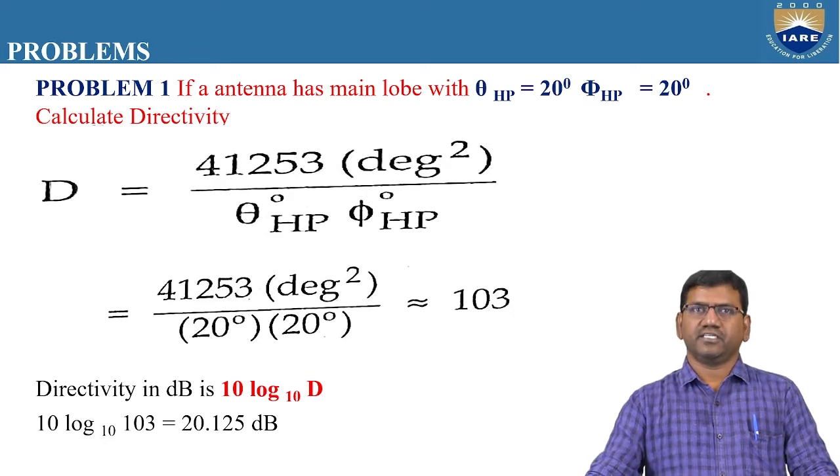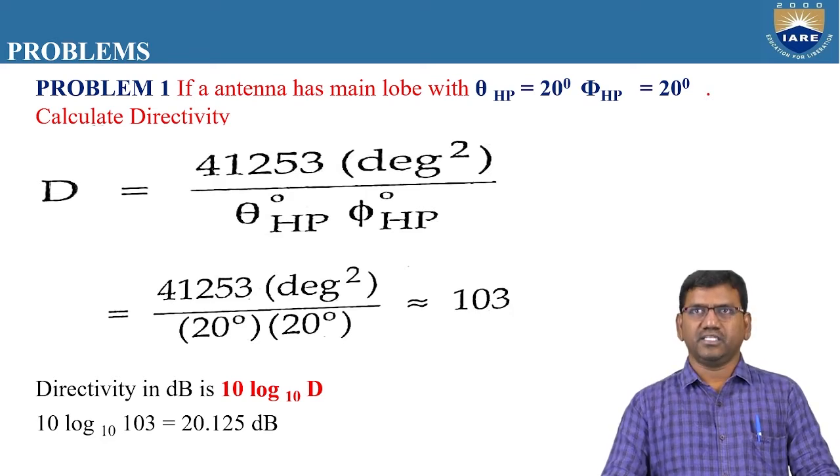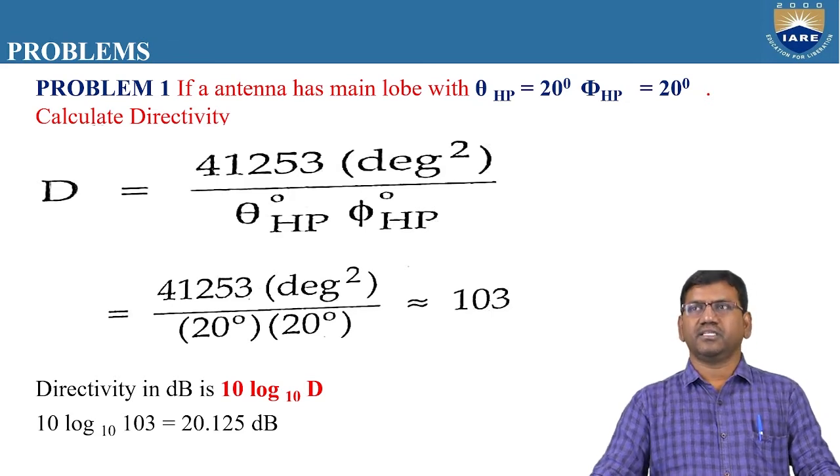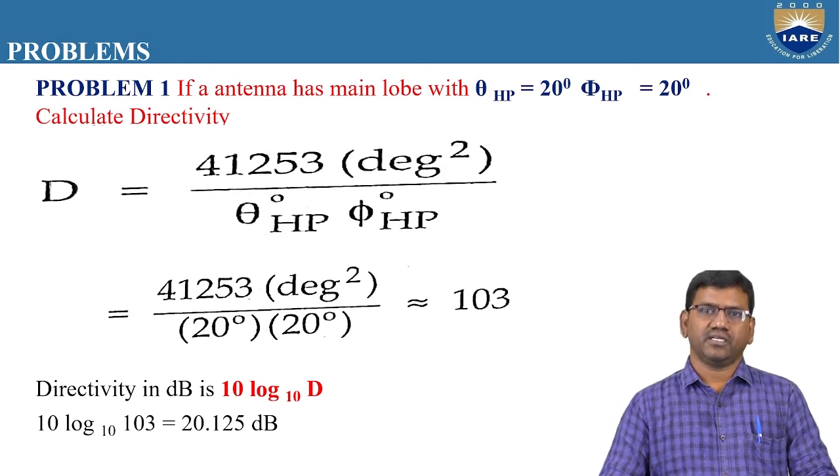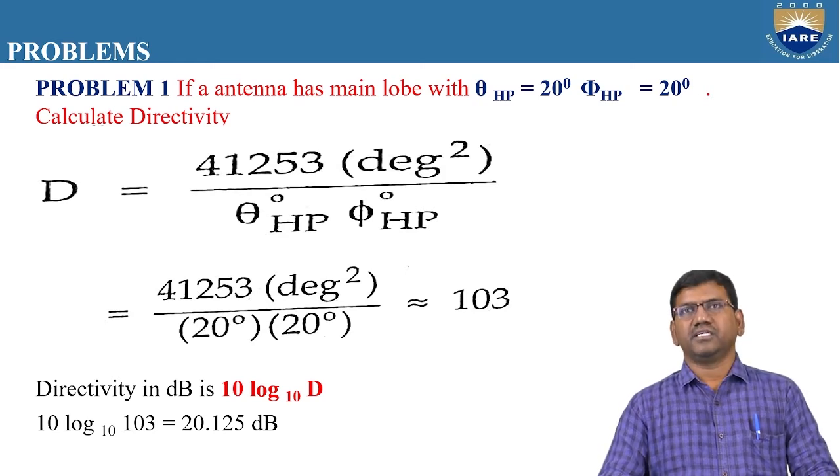So what is directivity? The directivity is nothing but the maximum radiation intensity in one particular direction. We call it a directivity.